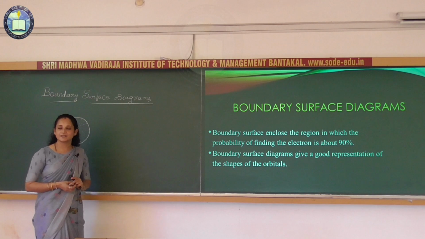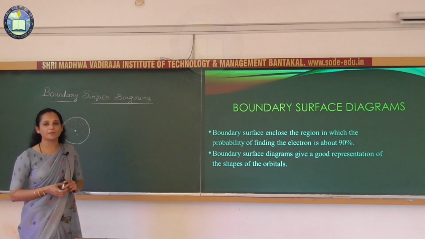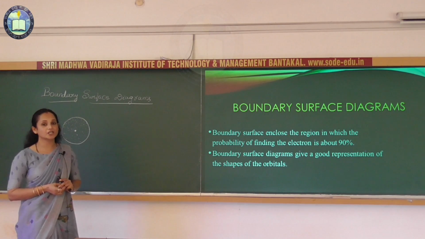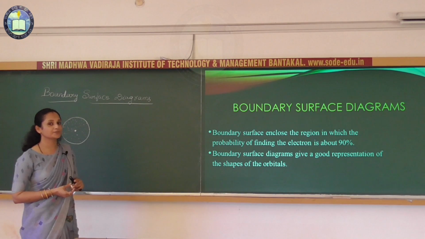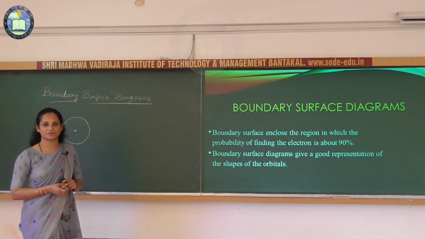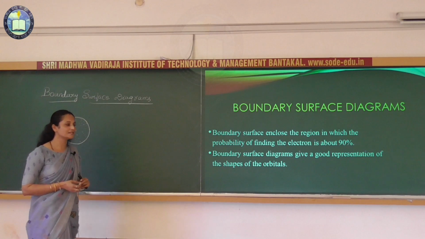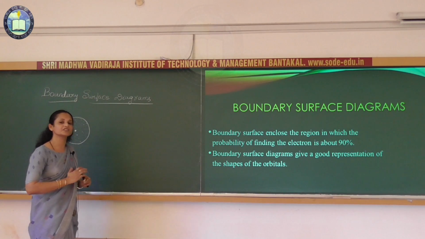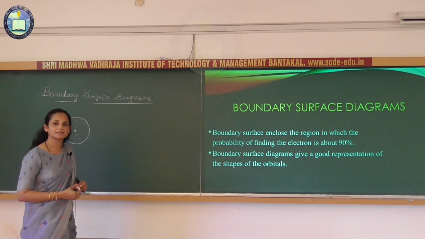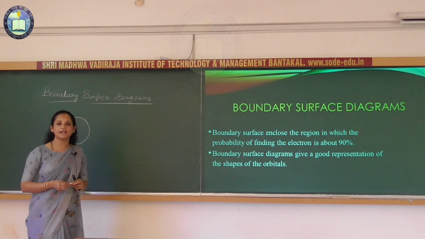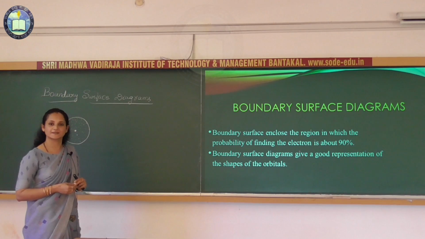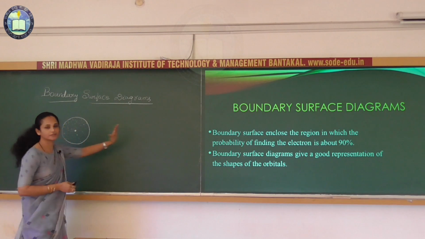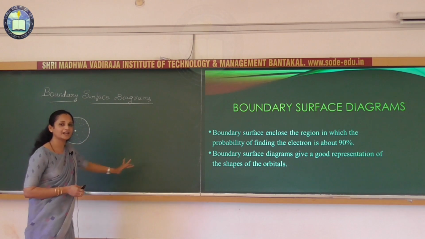Remember, it is not possible to draw a boundary surface which encloses a region where the probability density is up to 100%. Though the probability density decreases with distance, it always has some value even at infinite distance from the nucleus.